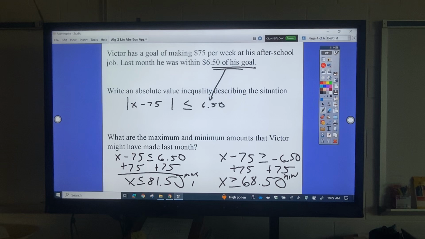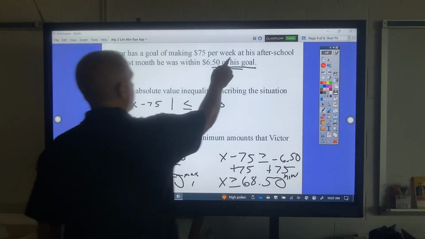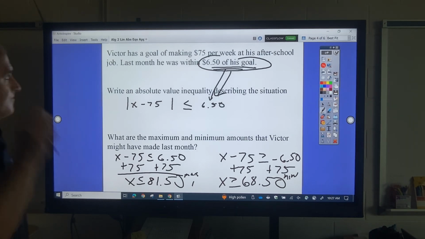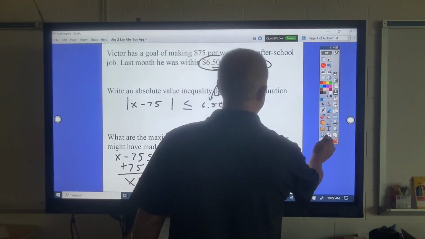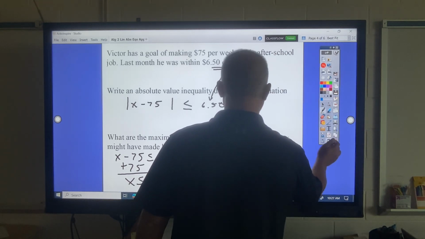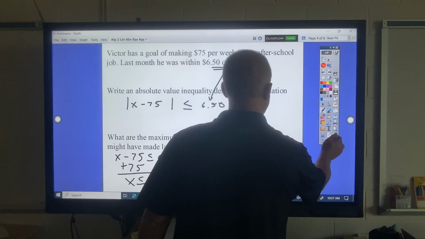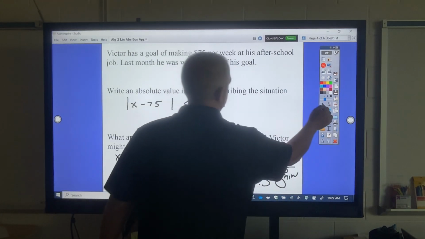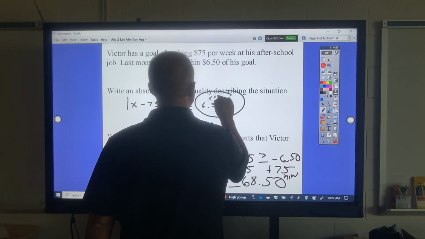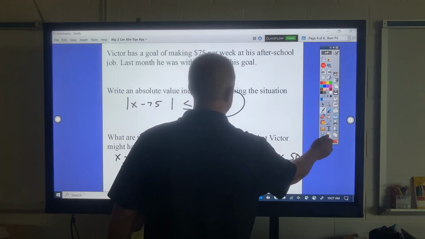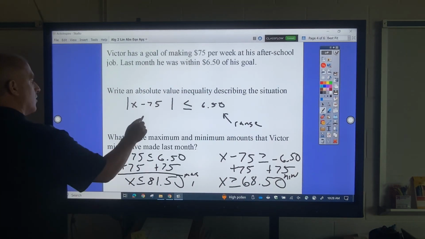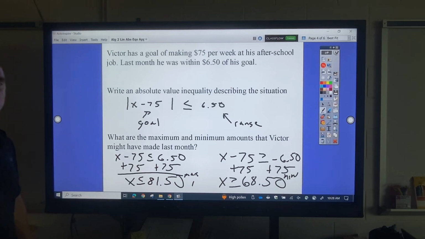And that should make relative sense. So whatever your goal is, the goal goes here. Actually, that's probably not a good way to say that. Let me erase this. What you put here is the range, and here is the goal. That's how those problems are laid out.